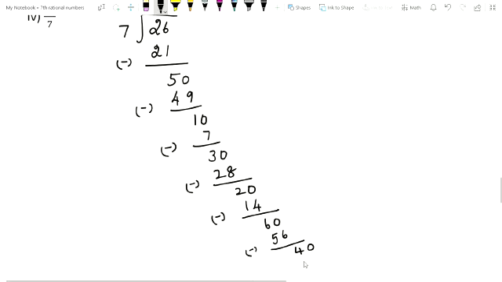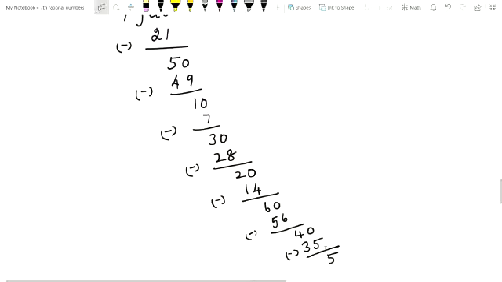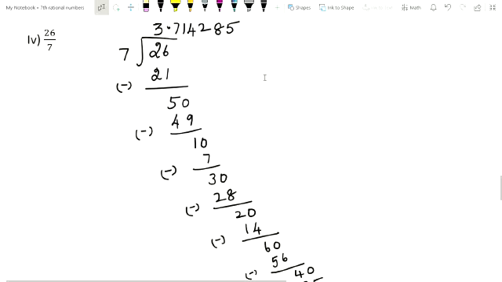Five sevens are 35. Now you subtract this, what will you get? 5. Okay, so see that. Add a 0, 50. In 50, how many sevens are there? 7 times. 7 sevens are 49.